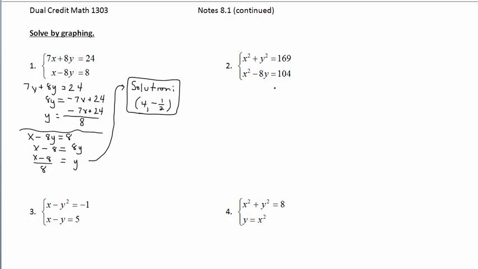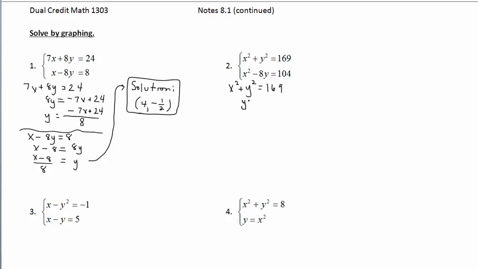All right, let's continue solving this system by graphing. So we have to solve both equations for y. I'm wondering if you recognize this top equation. When graphed, it should be a circle. It's a circle centered at the origin with a radius of the square root of 169, which is 13.